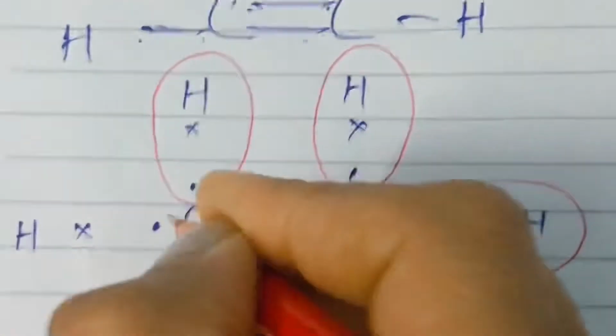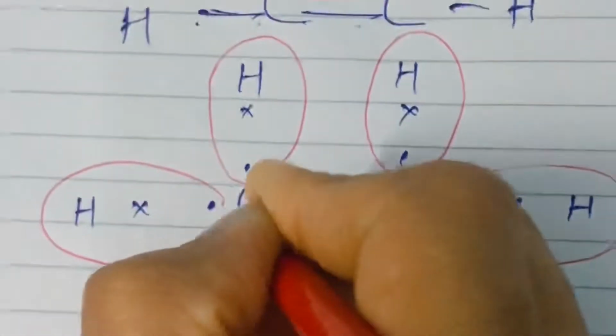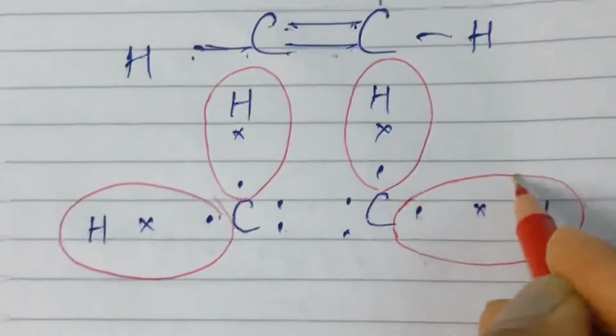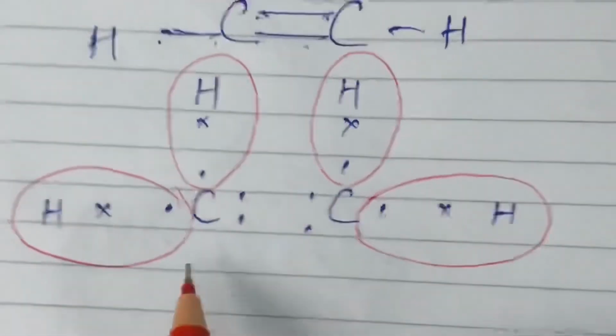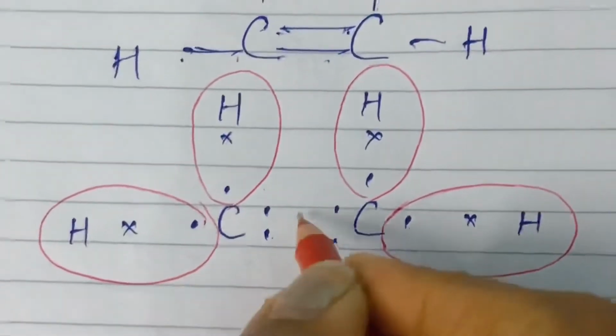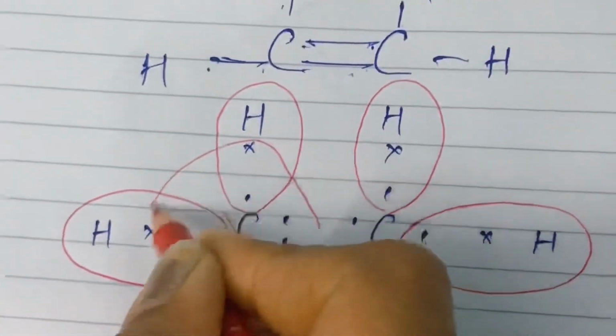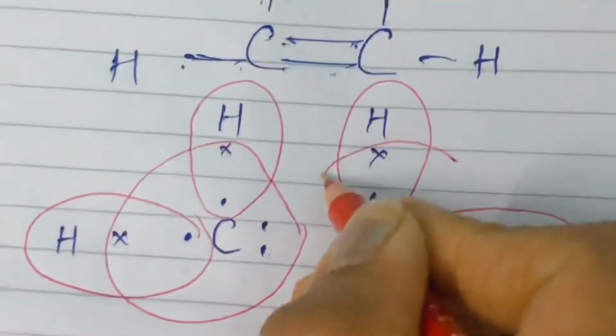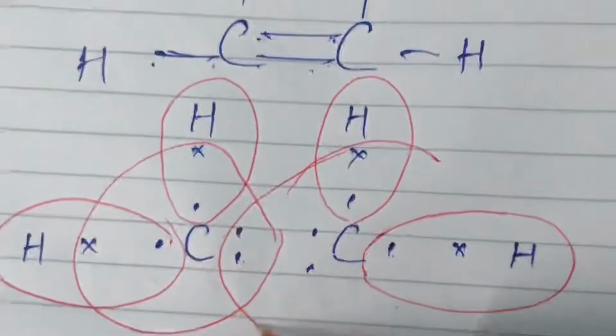You can also use different colors. Instead of a red pen, you can use a glitter gel pen, any kind of color, but avoid red and green. And then see, carbon has also taken all these electrons and completed its octet. Same with this carbon, it has done the same thing.